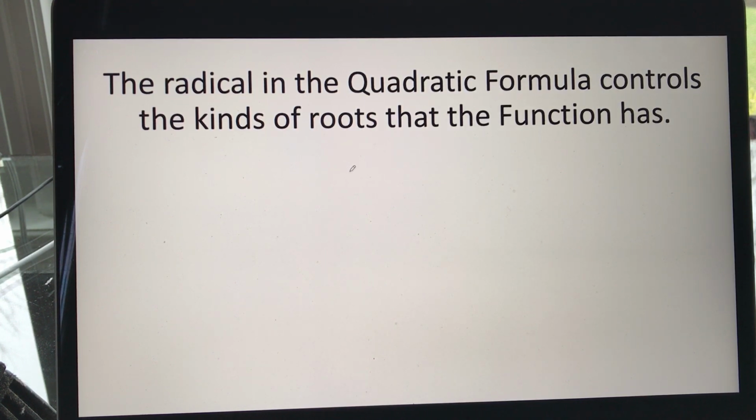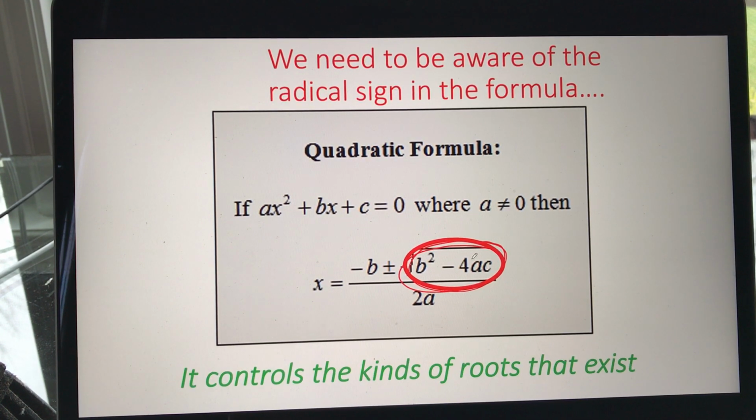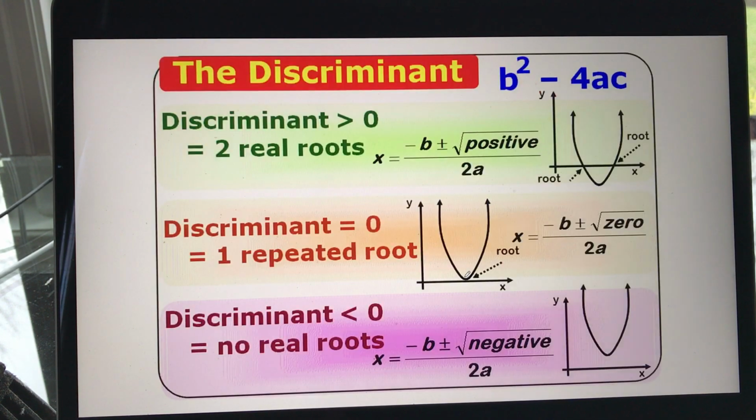Now the radical in the quadratic formula controls the kind of roots that the function has. And we have to be careful with the quadratic formula. Remember, this thing in here, this root, when we introduce a root, we have to be careful with negative roots because we can't find the root of a negative number. So we have to kind of watch this part.